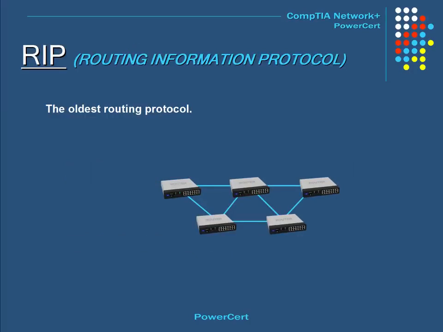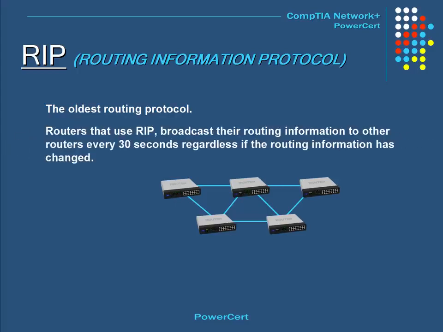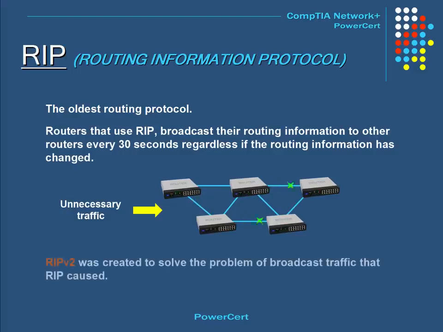One of the distance vector protocols is called RIP, which stands for Routing Information Protocol. RIP is the oldest routing protocol. Routers that use RIP broadcast their routing information to other routers every 30 seconds, regardless of whether the routing information has changed or not. As a result, as networks got larger, this caused a lot of unnecessary traffic on a network. So the developers created RIP version 2, which solved the problem of excessive broadcast traffic that RIP version 1 caused.